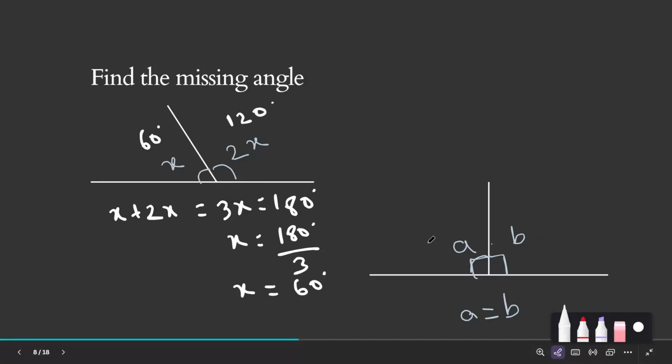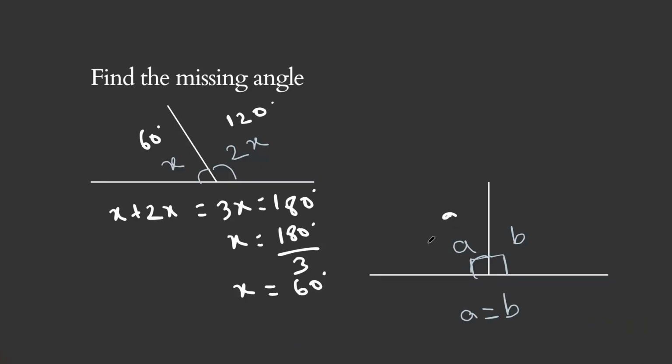Here also A and B are both the same. If you divide 180 in half, this is 90 degrees and this is also 90 degrees. Easy, right?